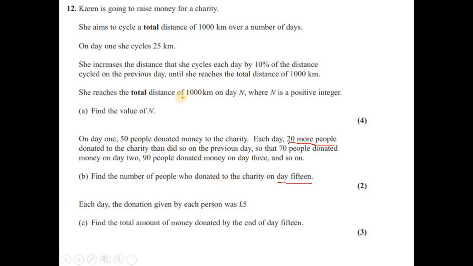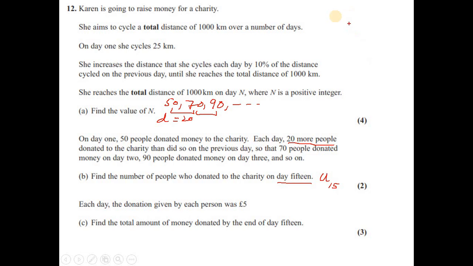Clearly, on the first day you had 50 people, and the next day you have 20 more, 70, and then 20 more, 90, and so on. Now if you see the pattern, this is an arithmetic progression, because you have a common difference between each term, which is 20. Then you need to find how many people are there on day 15. That means you need to find the 15th term, U15. So this is an arithmetic progression. You have first term 50 and common difference 20.